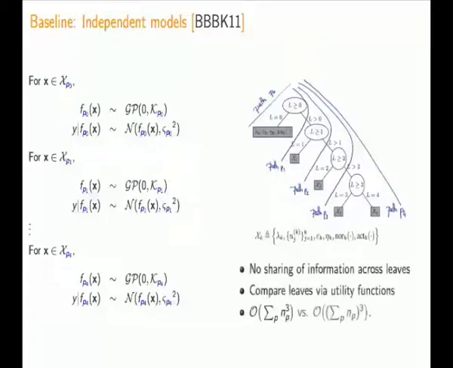So there's no sharing of information in this case. You have to compare the acquisition functions for every leaf. The nice thing is that the complexity depends on the sum of the cubic complexity at every leaf. So typically, even if you have the same number of observations as in the previous case, the complexity is way less than in the other baseline, because you don't pool all the evaluations together.